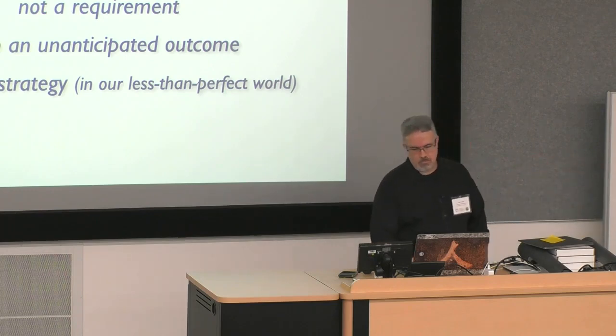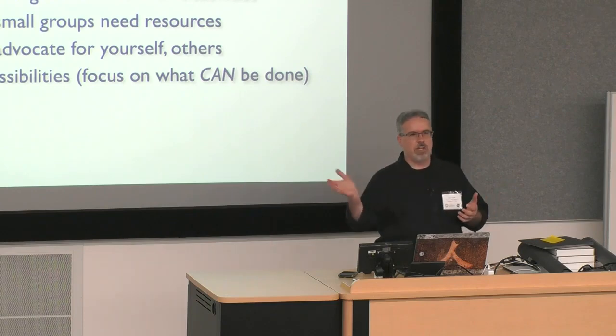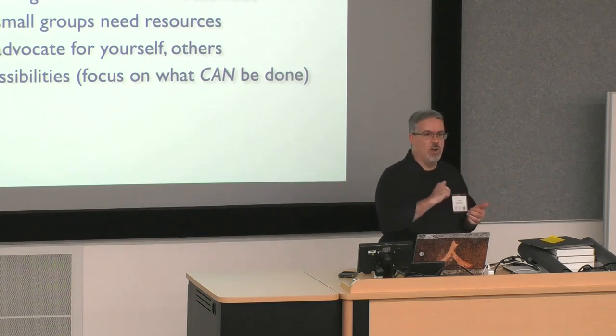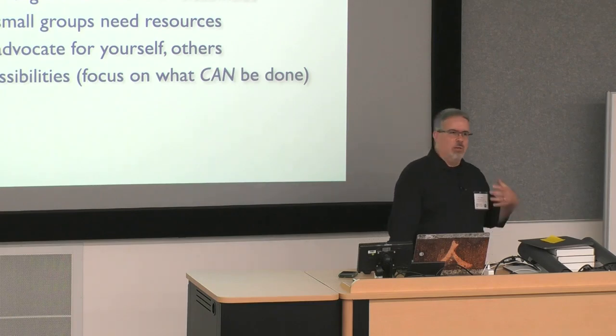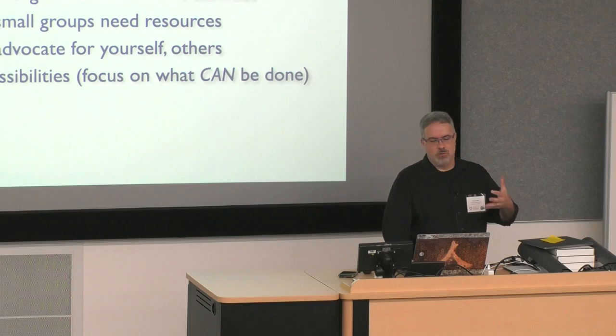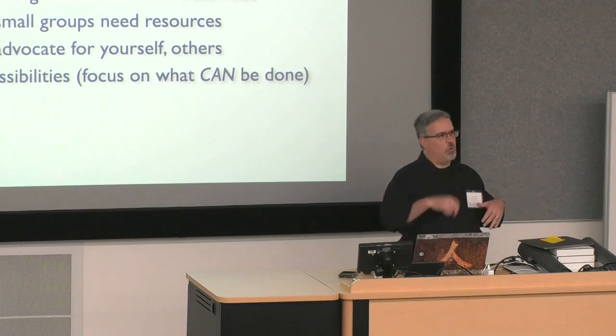Okay, so the take-home messages from this part: we talk a lot about diversity, equity, inclusion. The American Chemical Society adds respect to that, and some people add belonging. There are a lot of other letters added to that. But I want to argue that we shouldn't forget people with disabilities as well. We shouldn't forget that small groups need resources. Hobie was a big proponent of advocating for yourself and advocating for others, as am I. And I think we should all seek out possibilities. In other words, focus on what you can do.